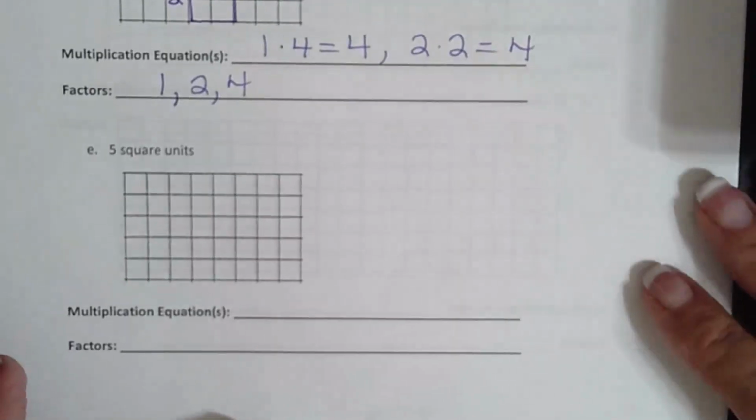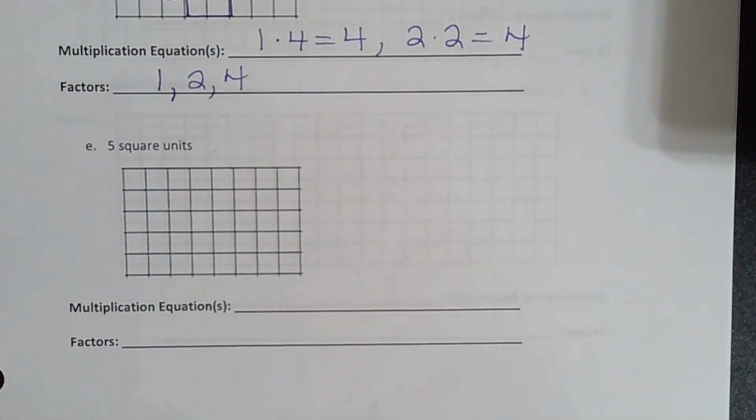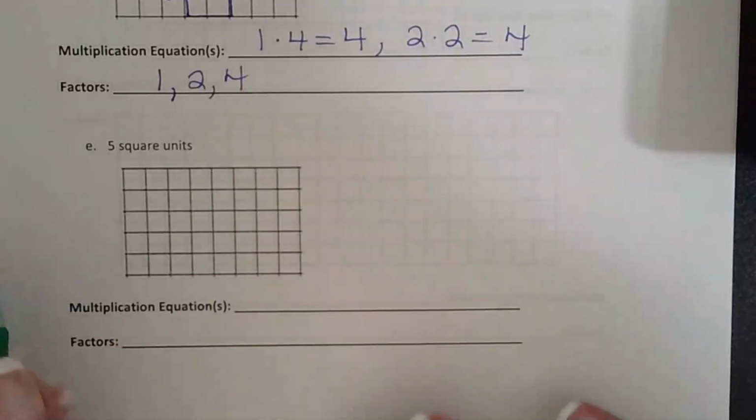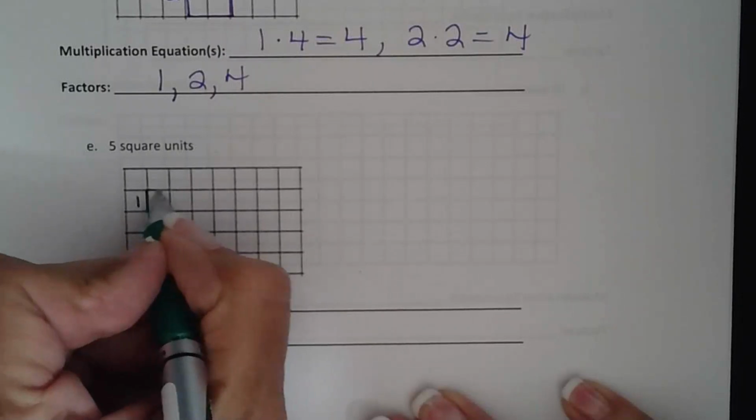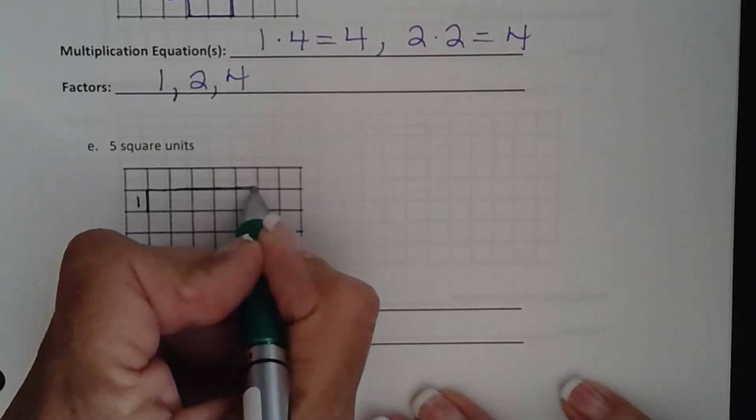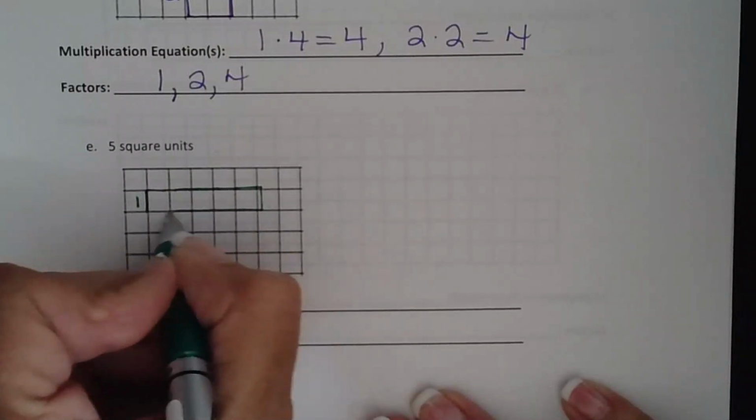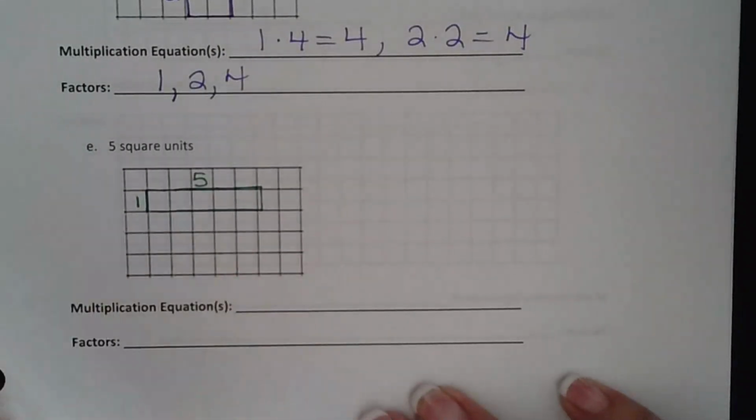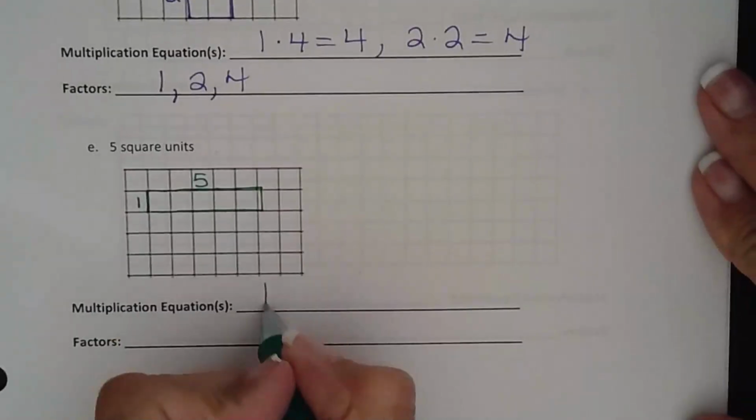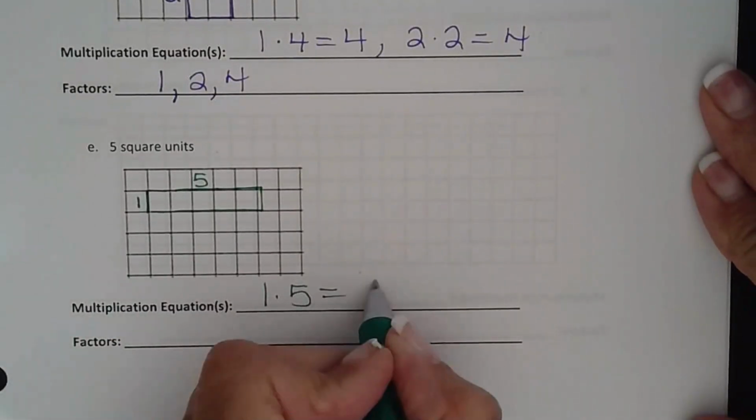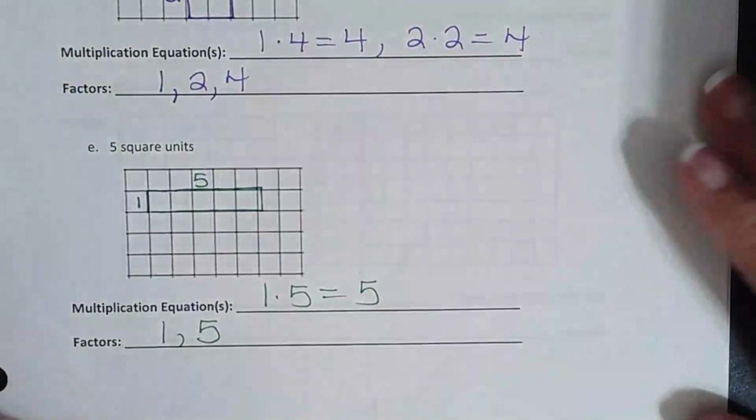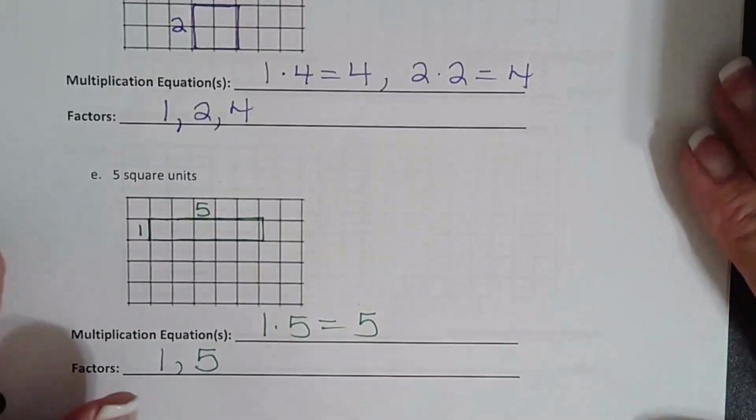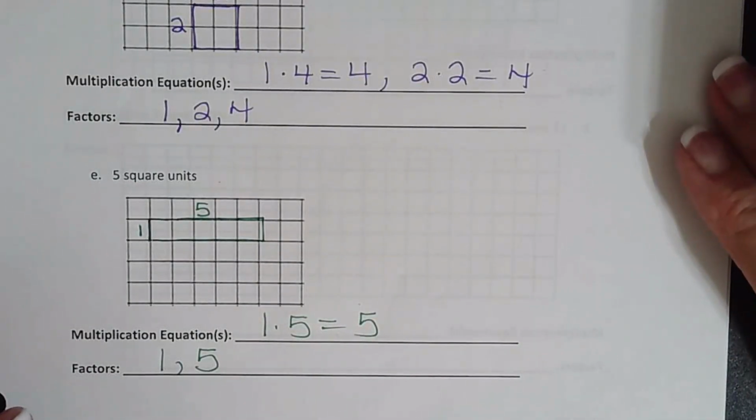Okay, same thing with 5. 5, the only way to get 5 is 1 times 5. So we have 1 here, and 1, 2, 3, 4, 5 here. So just one equation, 1 times 5 is 5, nothing else goes into 5, so its only factors are 1 and 5.